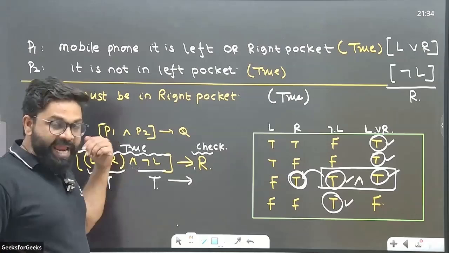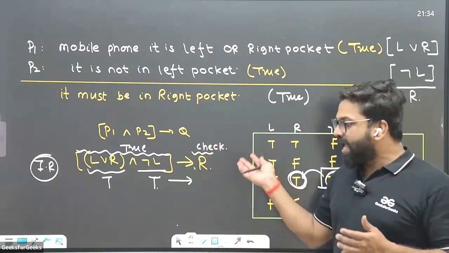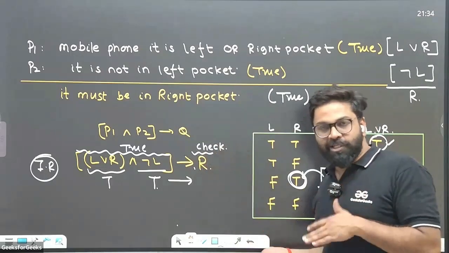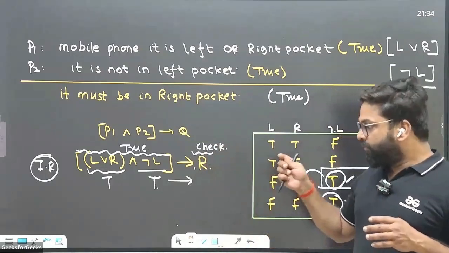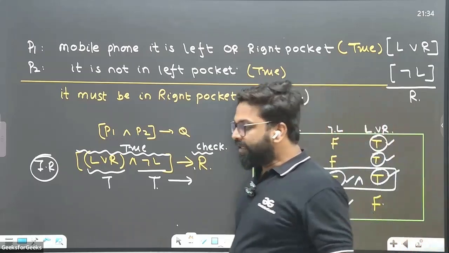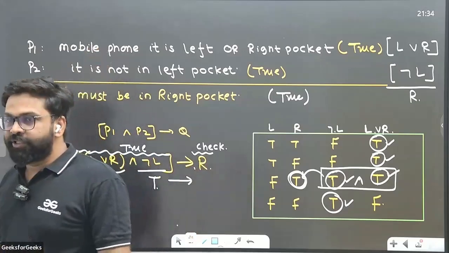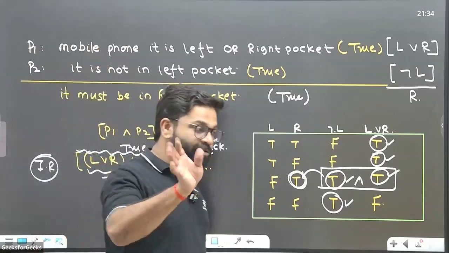So when I take my left side as true, I check the conclusion, and the conclusion is also coming as true. When this happens, it comes under the inference rule. When it comes under the inference rule, then the whole expression will become a tautology. It will never become false. It will always become true.